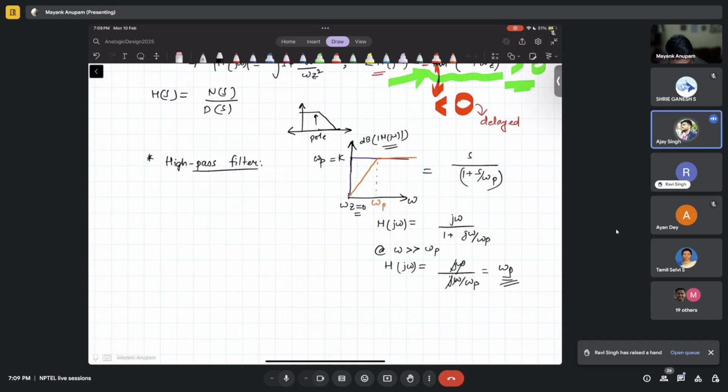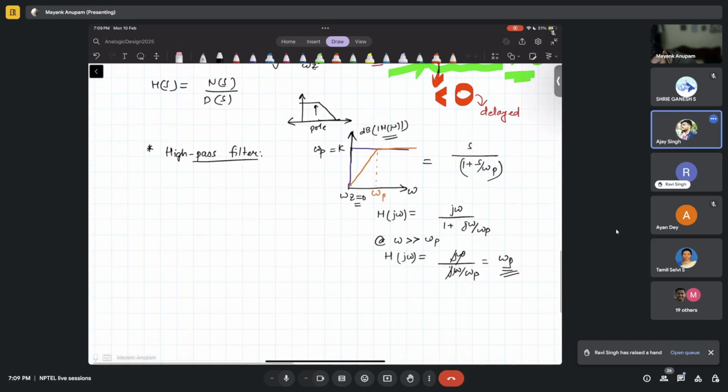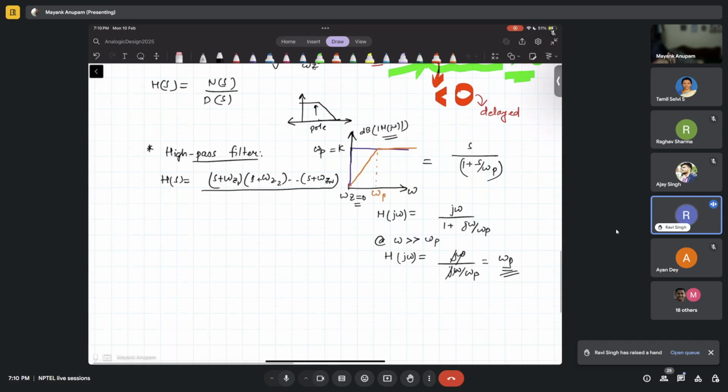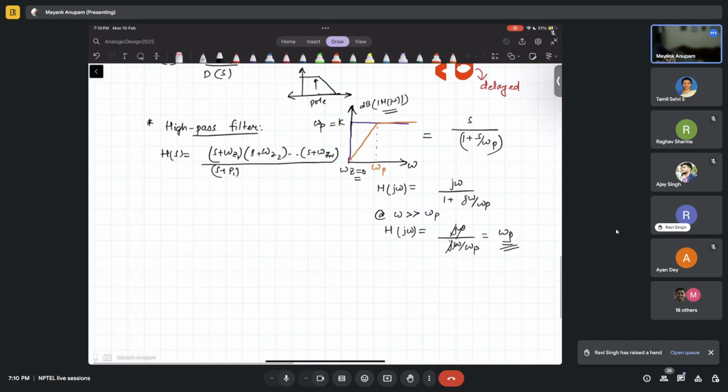Plus 20 dB increase. So how will you write any transfer function H of s? You know that it is s plus omega z1 into s plus omega z2, and so on, s plus omega zn, divided by s plus omega p1, s plus omega p2, and so on, s plus omega pn, right?